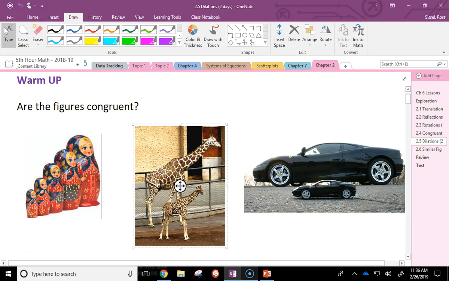Same thing with the giraffes. They might look the same, but different sizes. The cars, one's a model car, one's the real car. So they're close to being the same, but right now they're not congruent.